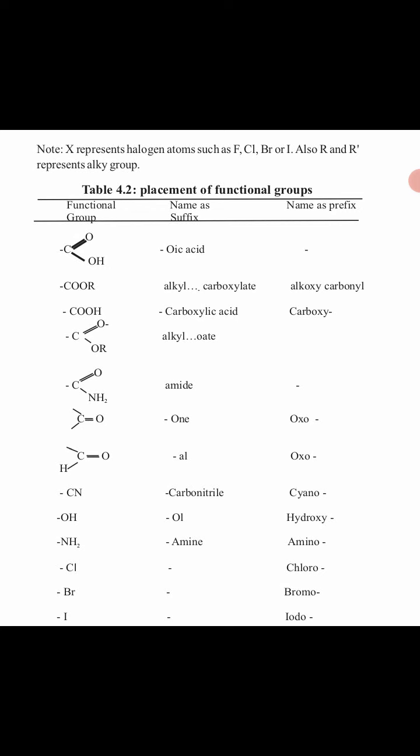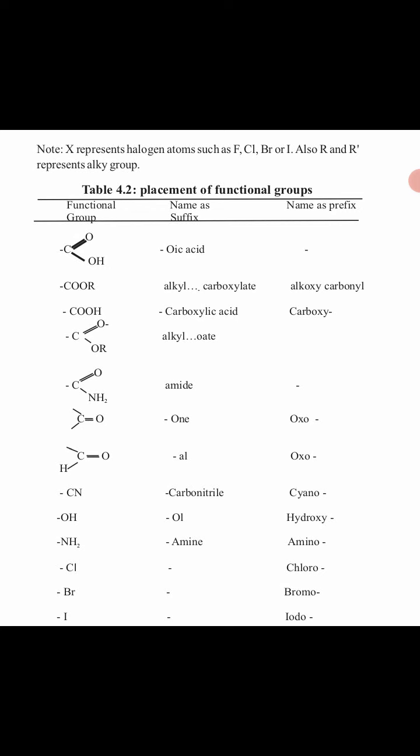Now you see the list of functional groupings. We see their names when they are used as suffixes, and their names when they are used as prefixes. All right, you know what suffix means in the English language. Suffixes are words added to the end of a word, while prefixes are added to the beginning of a word.